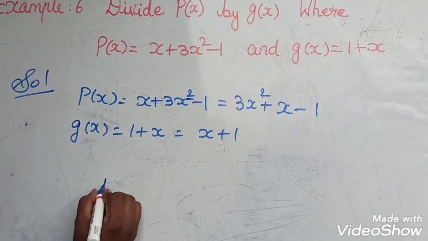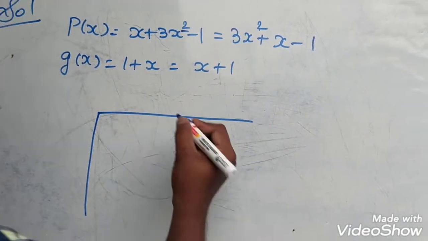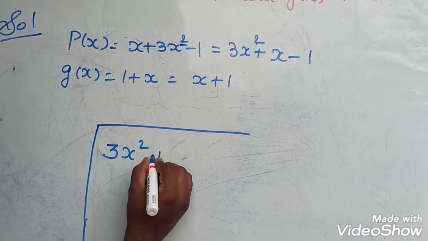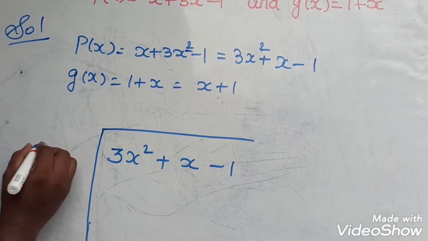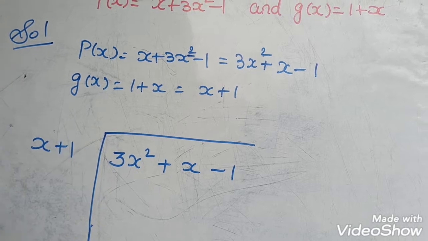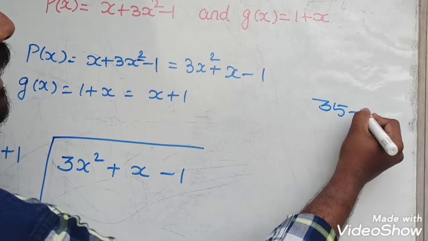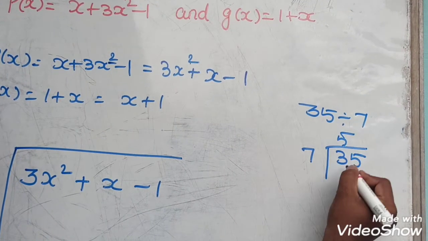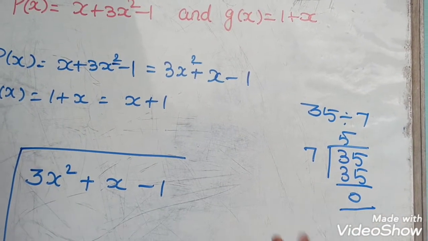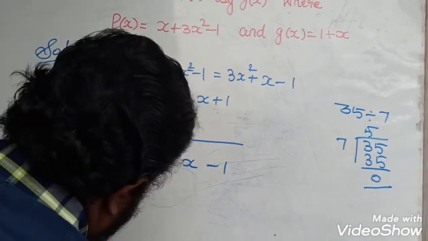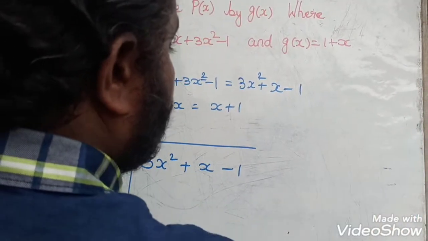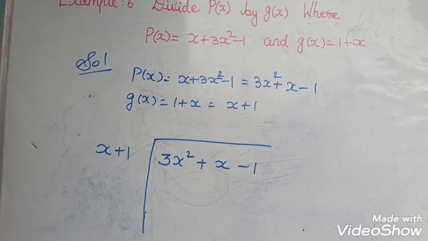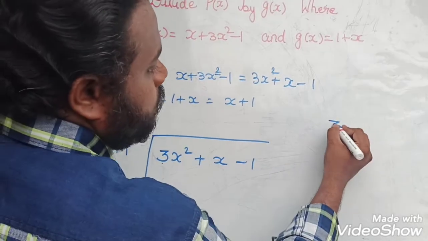So directly we move on to the normal long division method. Just watch it carefully. 3x square, the first term, plus x minus 1, divided by x plus 1. Normally you know that 35 can be divided by 7. 35 divided by 7, we get 5, 7 fives are 35, which leaves 0. And how do you divide the variable? For that, you have to compare the first term of g of x and the first term of p of x. What is the first term? 3x square.